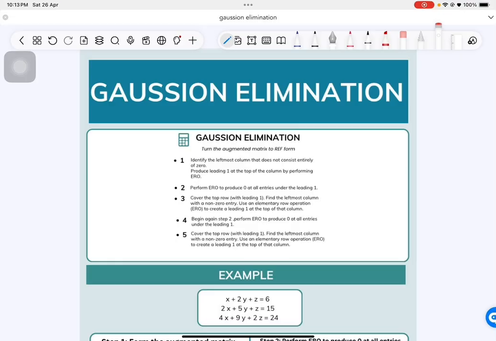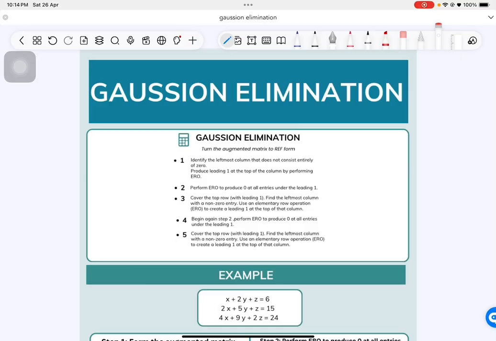First, we need to identify the leftmost column that does not consist entirely of zeros. We need to produce a leading one at the top of the column by performing ERO. Second, perform ERO to produce zero at all entries under the leading one. Third, cover the top row with leading one.